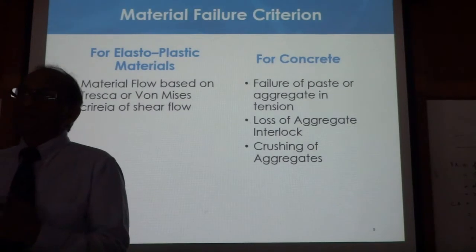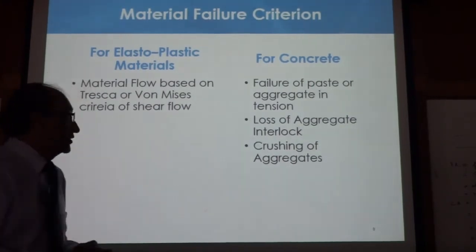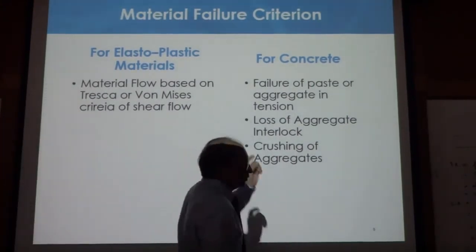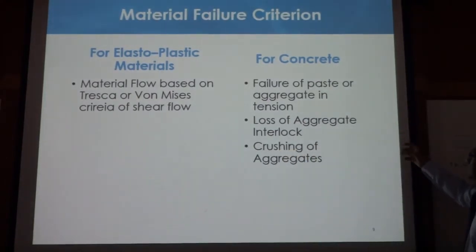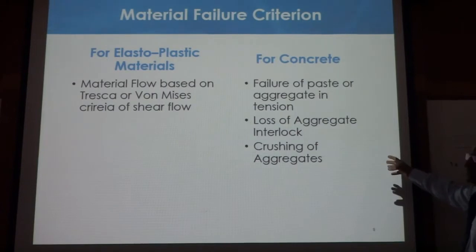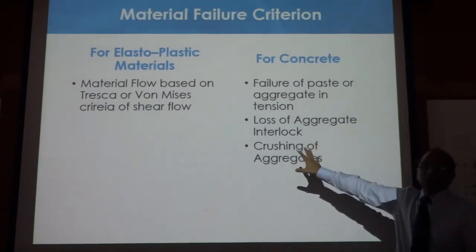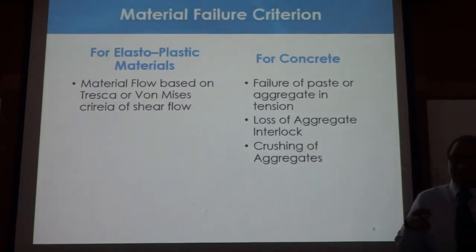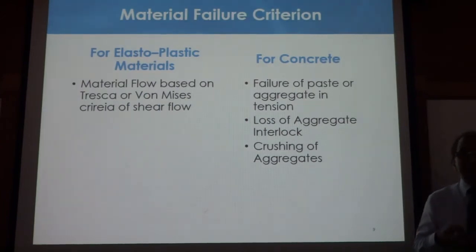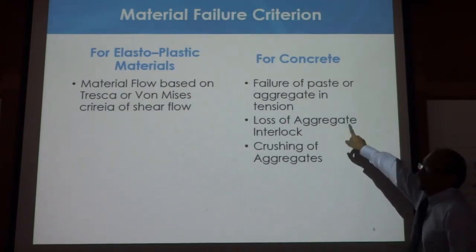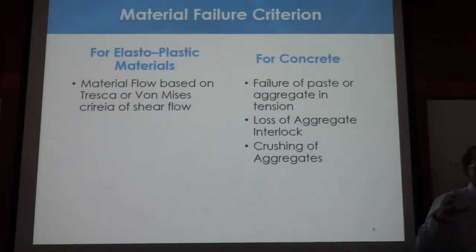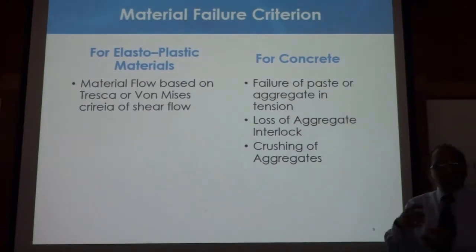Concrete is not like that. In tension different, compression different, shear different. So in this case, we normally look at these failures like failure of paste aggregate in tension, loss of aggregate interlock, crushing of aggregate. So it comes down to finally the failure of the paste or the aggregate at the bottom level. And typically we only talk about the tension and compression in terms of the whole concrete, but inside the material the failure is going to happen.